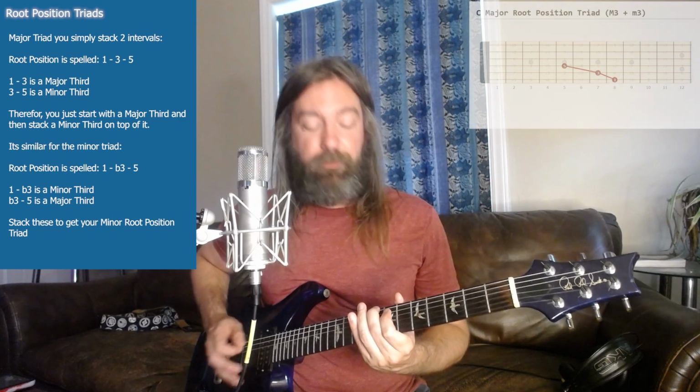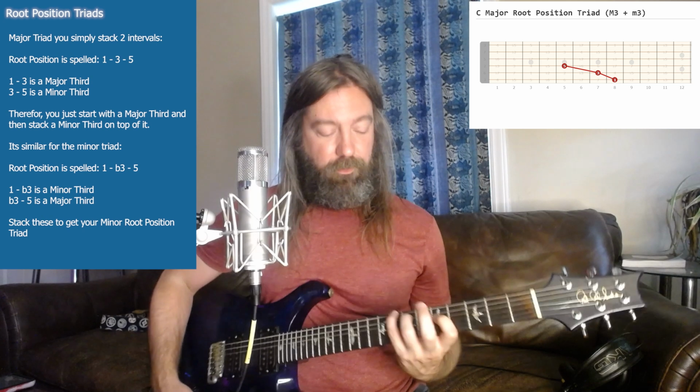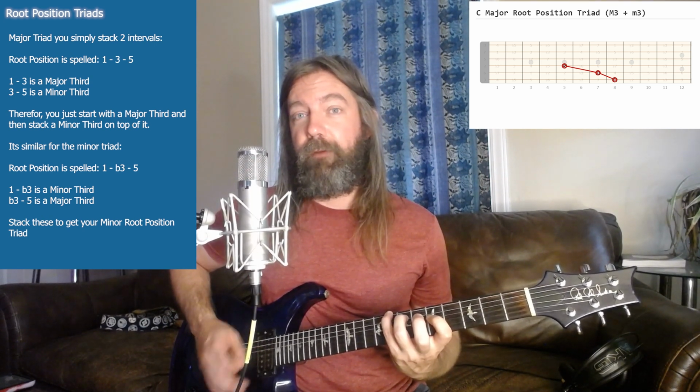So we're going to start with, let's do B. No, let's do C. Stick with C here. So if we're going to do a major triad for C major, we can take those intervals and stack them. The intervals we talked about in the last lesson, the adjacent string intervals. So 1 to 3 is a major third, so we've got this interval. 3 to 5 is a minor third, so we just simply stack that on top of that one. And then you get both of those. It's going to give you your root position triad 1, 3, 5. Okay?